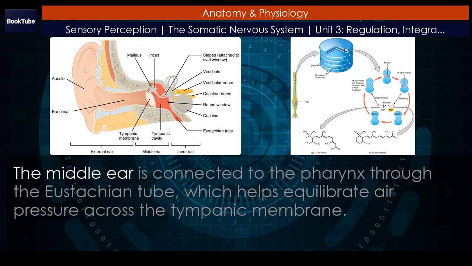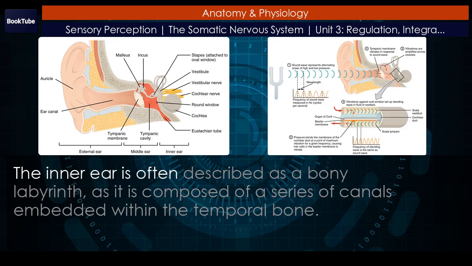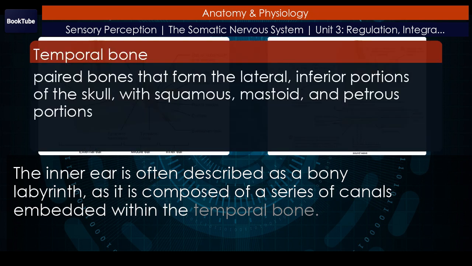The middle ear is connected to the pharynx through the eustachian tube, which helps equilibrate air pressure across the tympanic membrane. The tube is normally closed but will pop open when the muscles of the pharynx contract during swallowing or yawning. The inner ear is often described as a bony labyrinth, as it is composed of a series of canals embedded within the temporal bone.